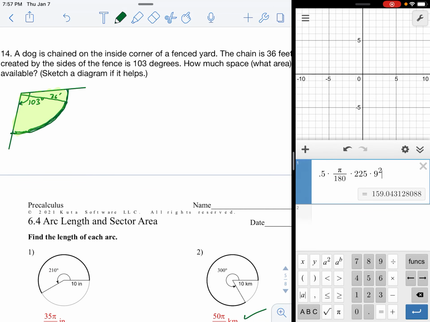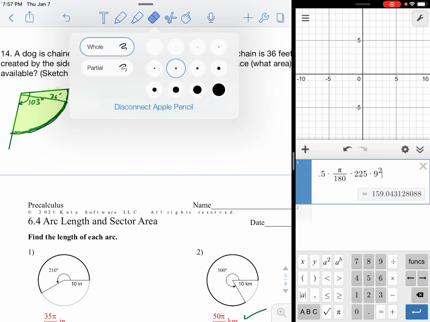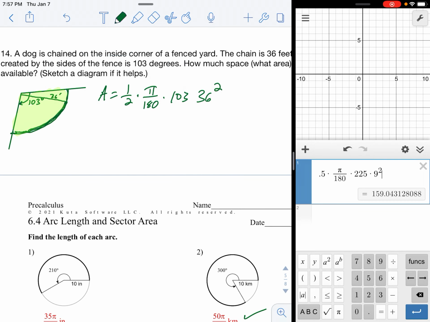Okay, so area equals 1/2 times theta. So we do 1 over 180, sorry, pi over 180 times 103 degrees times r squared, so times 36 squared. That needs to be a times, right? So it's 1/2 times theta times r squared. That's the formula we're doing. I hope I didn't hurt your eardrums.